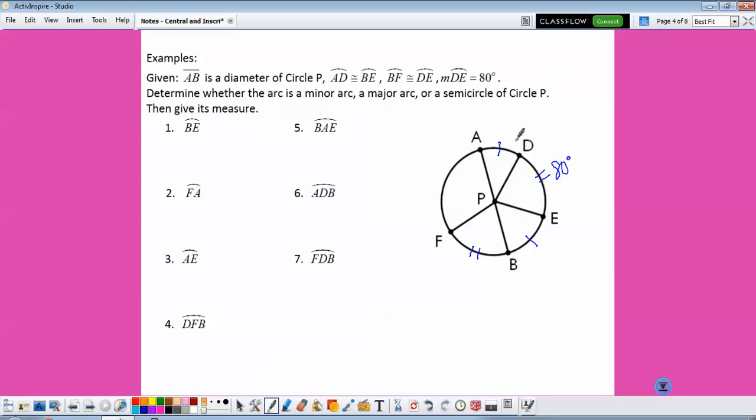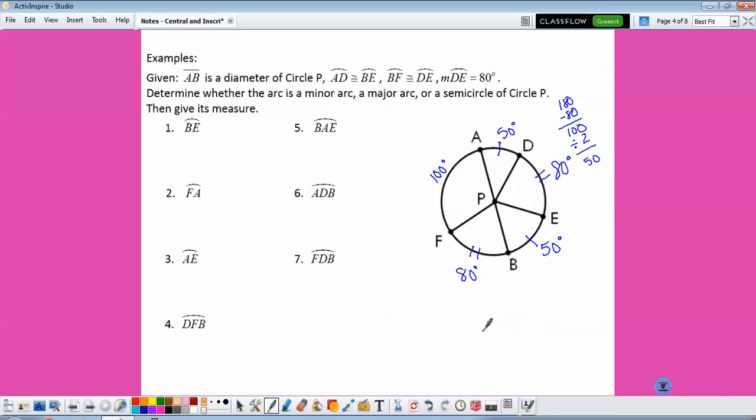So we know that AB is a diameter, so from A to B is 180 degrees. If this part's 80, then that leaves us with 100 degrees for AD and BE. Well, we know they're the same, so I'm going to divide by 2, and now I know that those are each 50 degrees. Since DE and BF are congruent, I know that this piece is 80 degrees. And since A to B is a semicircle, if this piece is 80 degrees, then AF has to be 100 degrees.